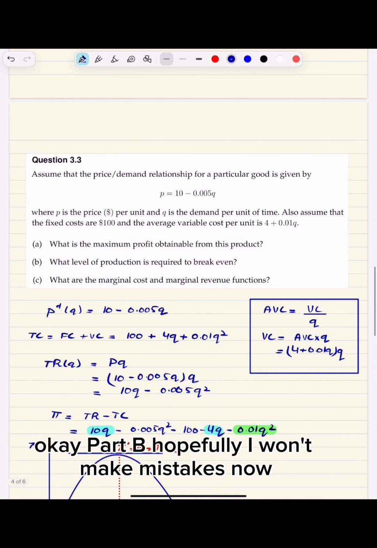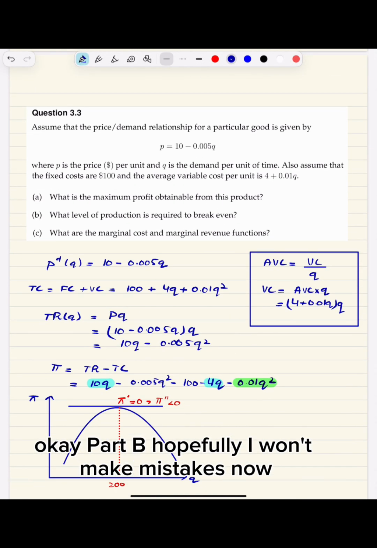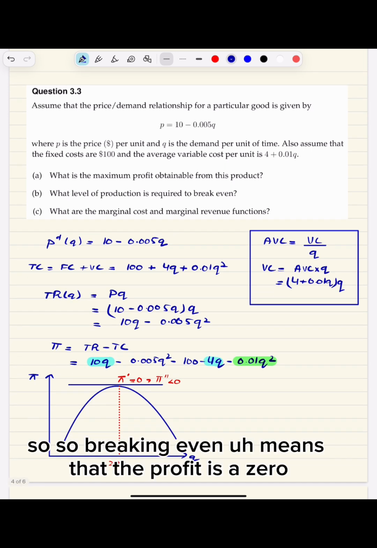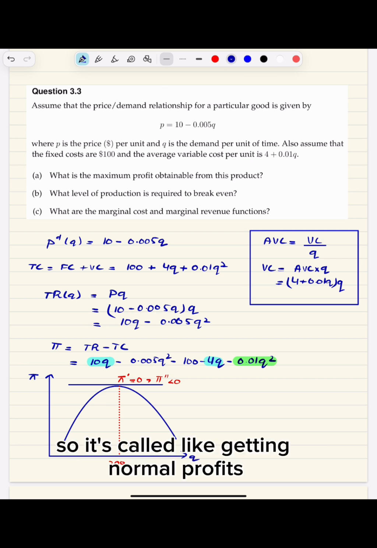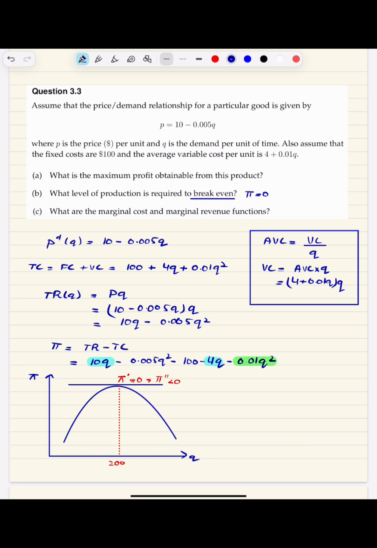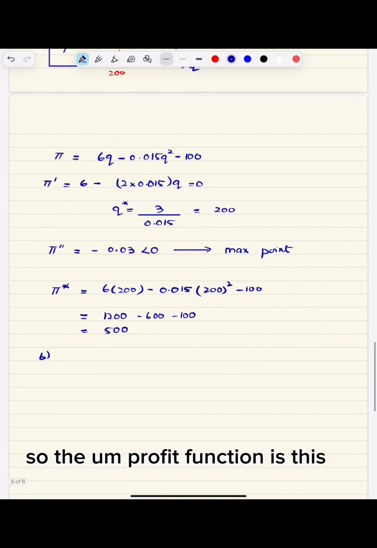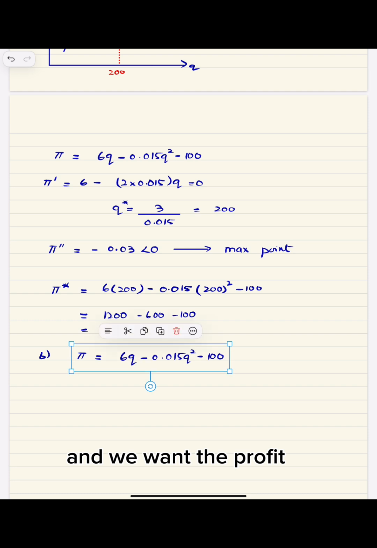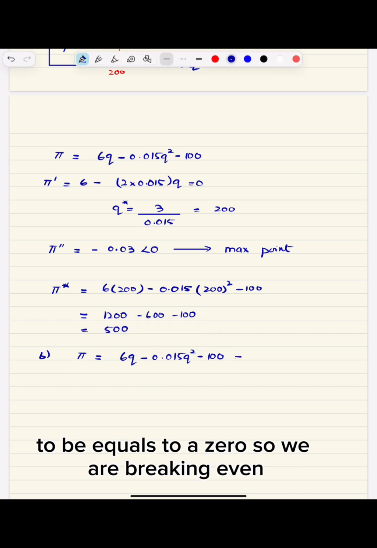Okay, part B, hopefully I won't make mistakes now. What level of production is required to break even? Breaking even means that the profit is 0. So it's called getting normal profits. So the profit function equals 0. The profit function is this, and we want the profit to be equal to 0, so we are breaking even.